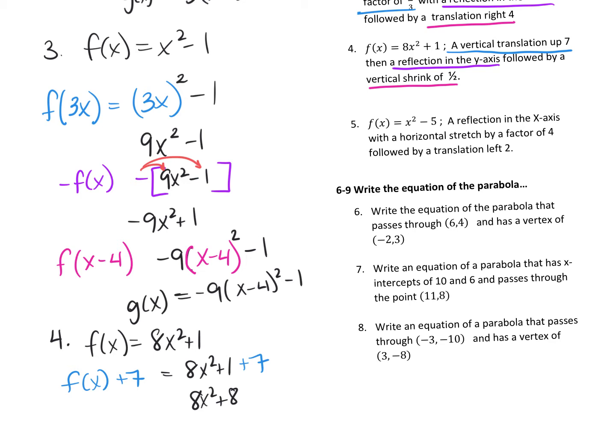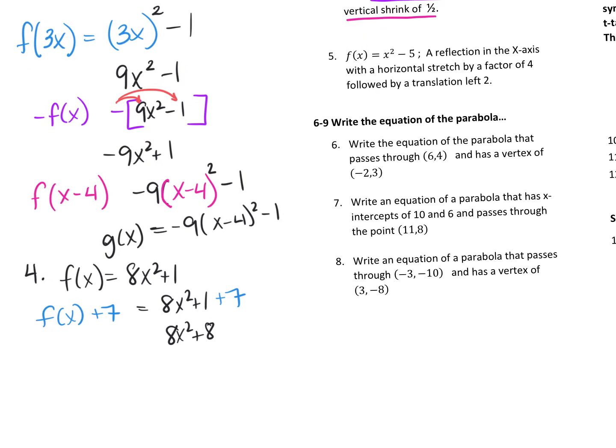My next instruction is to reflect it in the y-axis. So that's f of negative x. So I'm replacing x with negative x. Plus 8. Negative x squared is negative x times negative x, which is just positive x squared. So I have 8x squared again, plus 8.